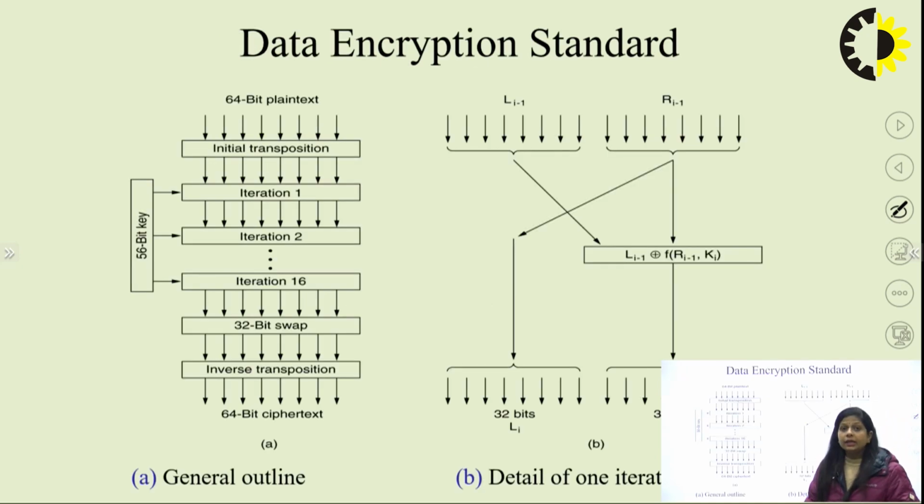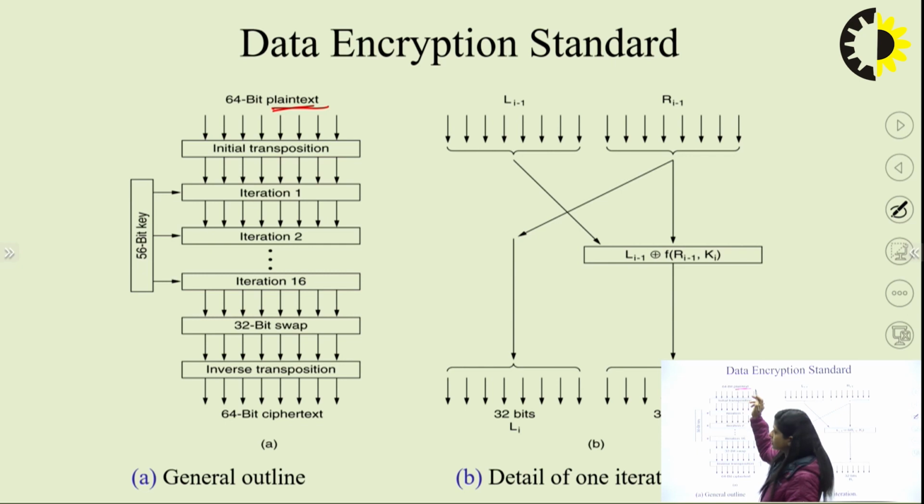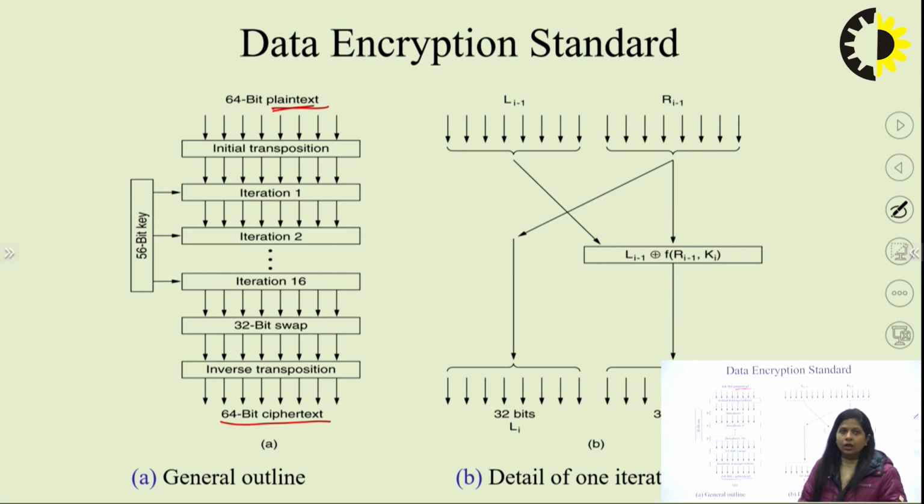So, in this Data Encryption Standard, we are having multiple steps, and on the basis of those steps, this 64-bit plain text is getting converted into 64-bit ciphertext, right? So, what are the various steps it includes? It includes number 1, initial transposition. Then, there are 16 iterations.